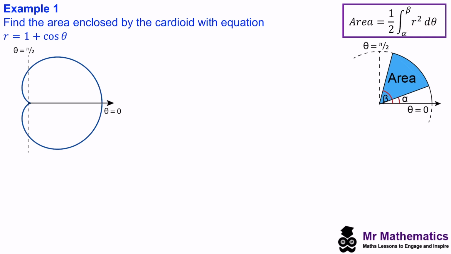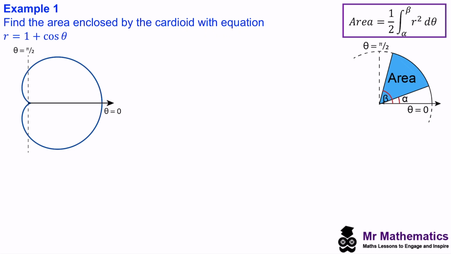So we can think about this as beta being the larger angle from the initial line and alpha being the smaller angle from the initial line to the start of a blue region. If we work out the area of all of this and then take away this area, we'll get the area which is left.